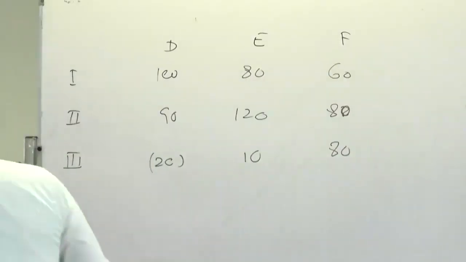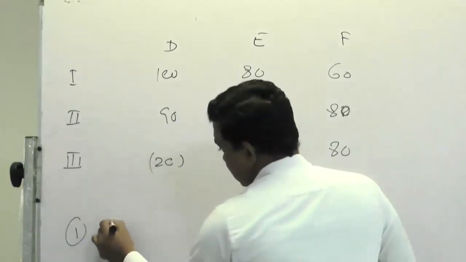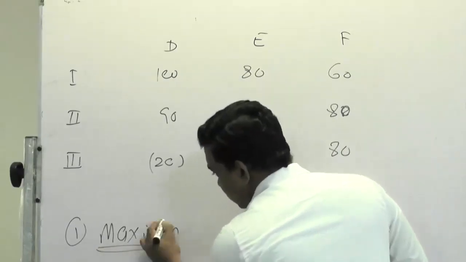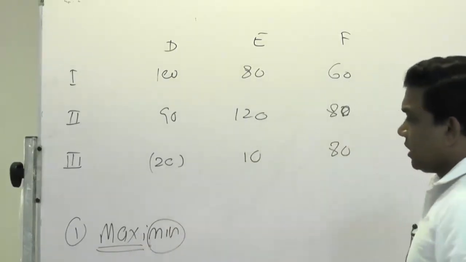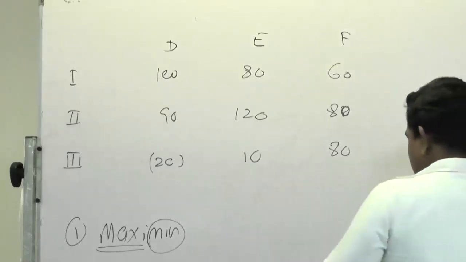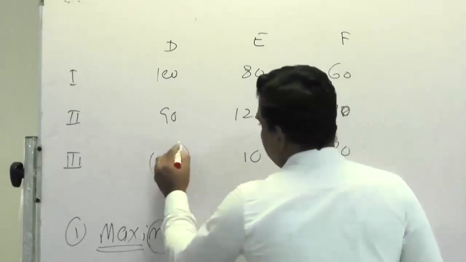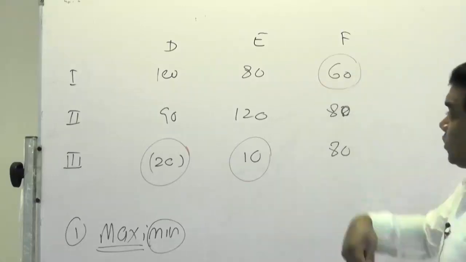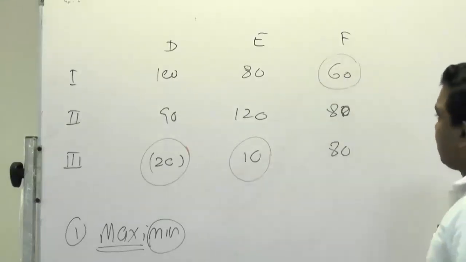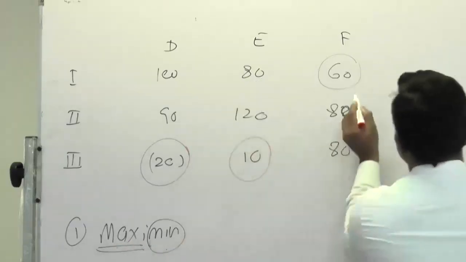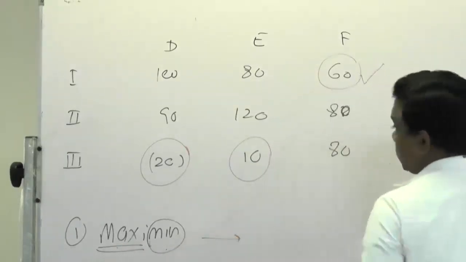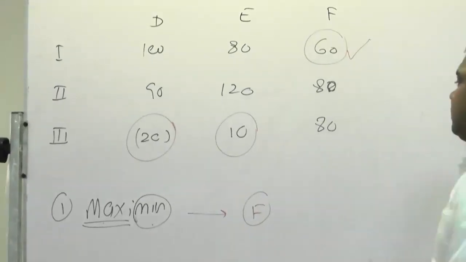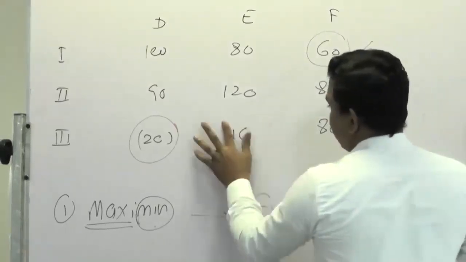Now, our rule number 1 is maximin. Look at the wording, maximum out of minimum. Let's go around. This is the minimum of D, this is the minimum of E, this is the minimum of F. We have to select a project. 3 projects, these are the minimum numbers. Maximum out of minimum is this. Therefore, according to maximin, you will select project F. Clear?